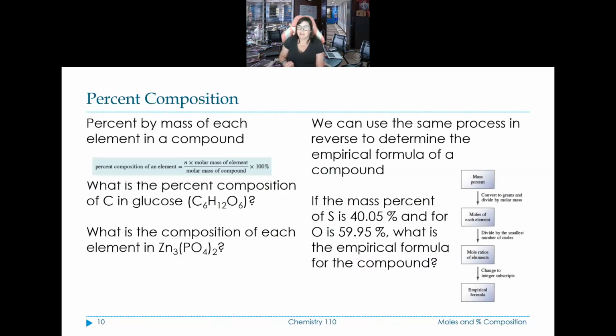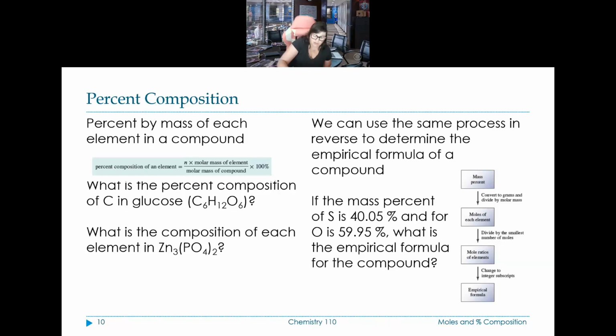All right. The next thing we're going to talk about is percent composition. Percent composition is the percent by mass of each element in a compound. So the percent composition of an element is the number of moles of that element times the molar mass of that element divided by the molar mass of the compound times 100. So what is the percent composition of carbon in glucose, C6H12O6? Well, let's talk about that for a second.